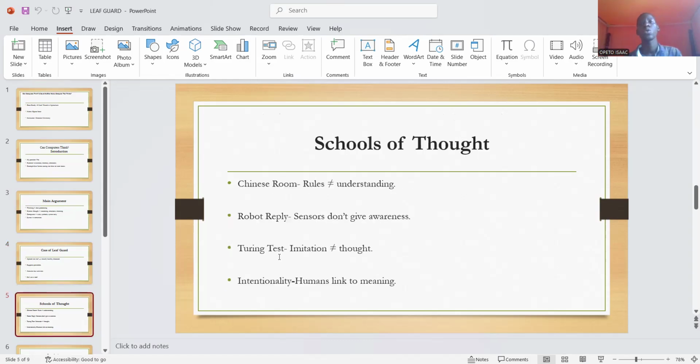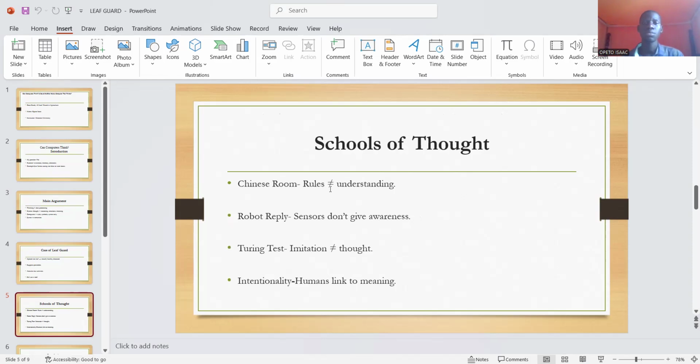Next slide. We are talking about schools of thought. Remember, I highlighted at the beginning that this question of can computers think is one of the most debated questions across the globe in the field of computing and philosophy. Here we have some of the philosophers from several schools of thought. First one is John Searle, who postulated the Chinese room argument, and for him it is centered on rules. He said following rules is not equivalent to understanding.